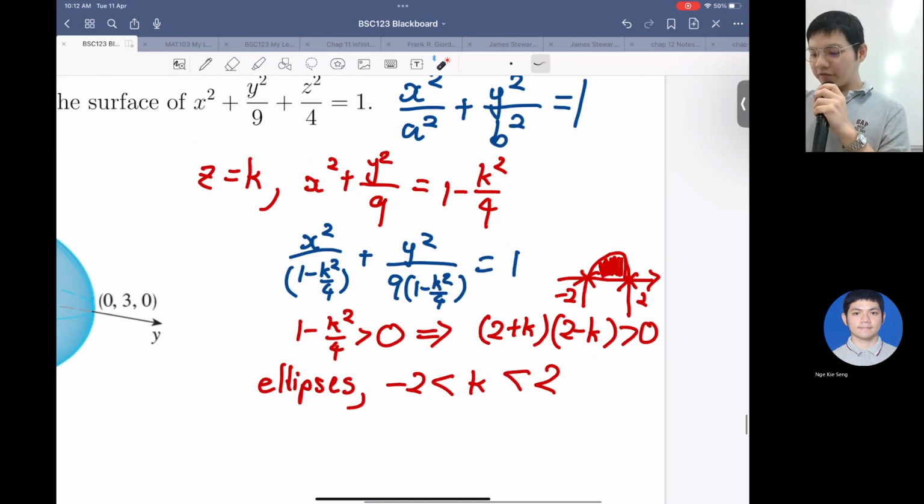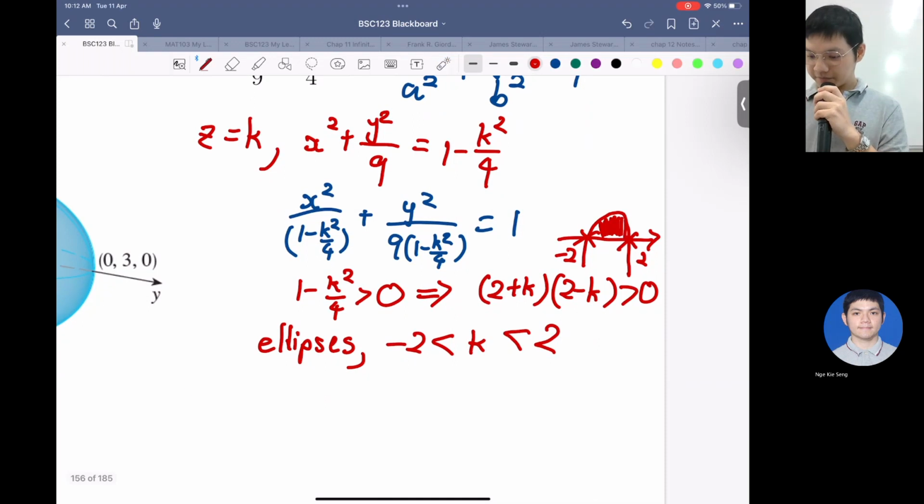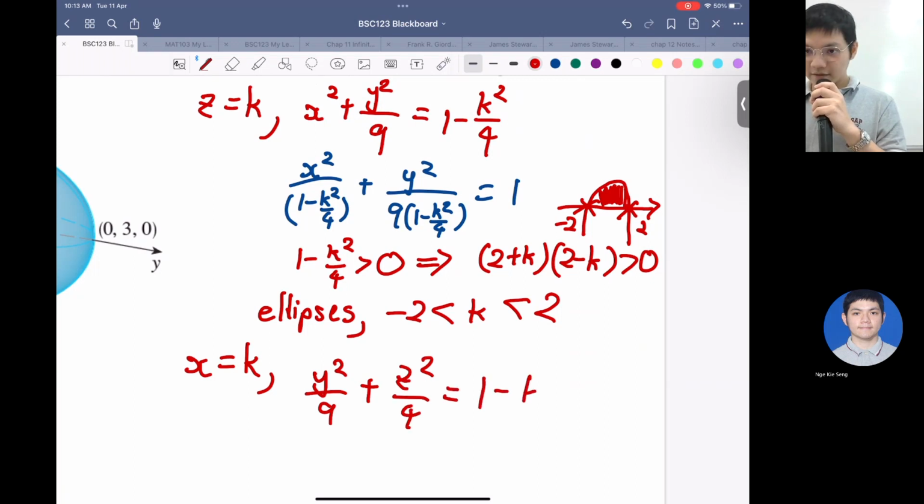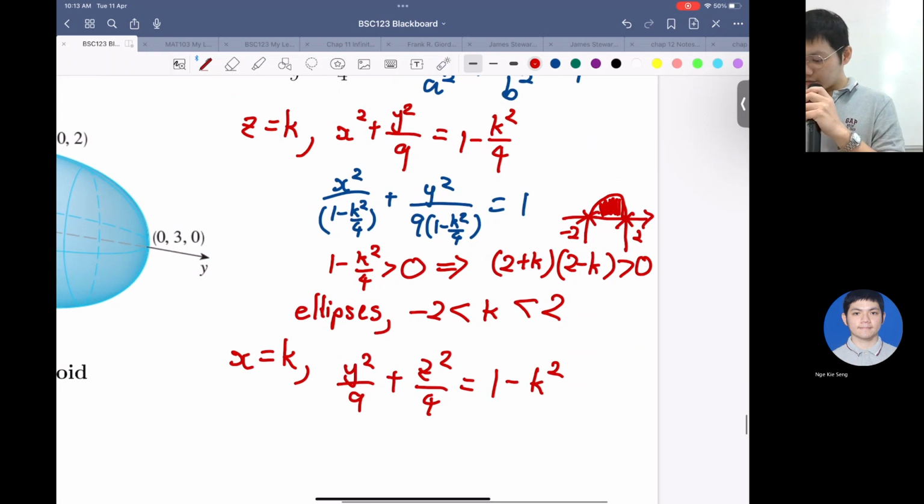So fixing z, we know that it's an ellipse. How about fixing an x? Fix an x, and we also get similar stuff, which is this. Then you do a similar trick: divide by 1 minus k squared, and make sure that this thing is greater than 0, so 1 minus k squared greater than 0.